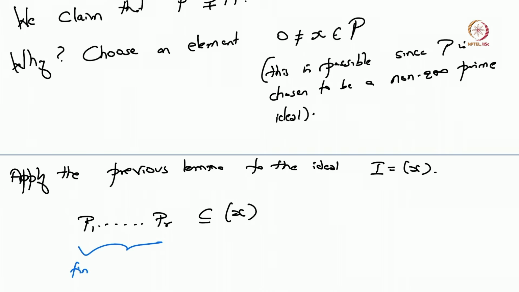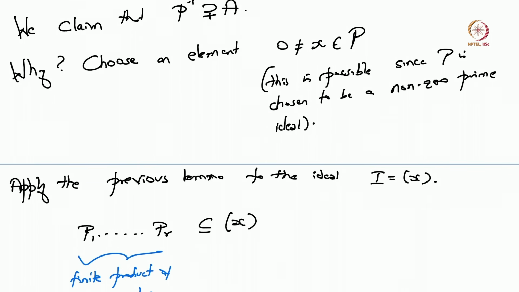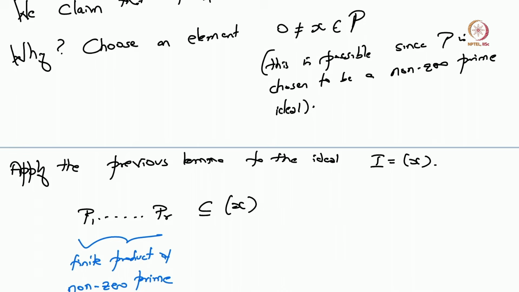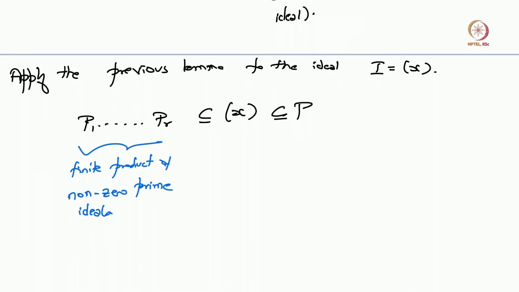This is a finite product of non-zero prime ideals. But this element little x is in P, so the ideal generated by x is also inside P. Okay. So we know that this ideal x contains a product of prime ideals, some finite product of say r prime ideals. We'll choose r that's minimal.